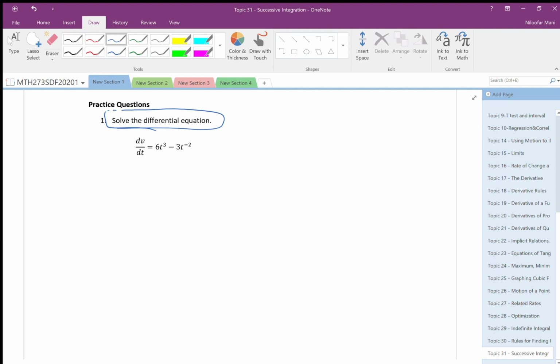When I say solve the differential equation, it's very new to you, because here we just say do the integral or find the original function. But if you do a differential equations course, you see that. The meaning is just find the original function: you see the derivative and you want the original function. That's it, it's just the same. So here I am looking for v, and I have the derivative of v. So I do the integral of 6t cubed minus 3t to the power minus 2 dt.